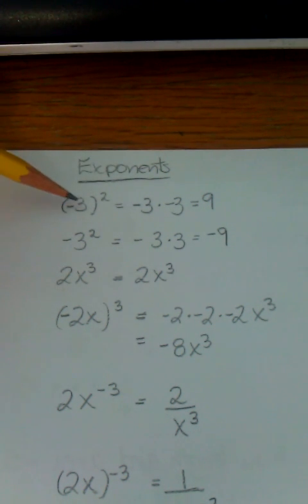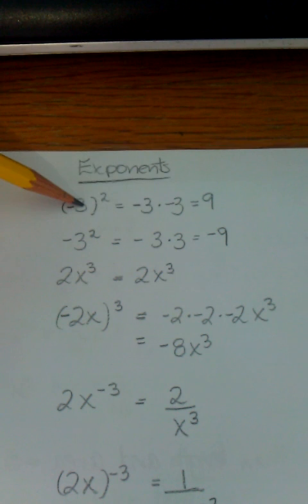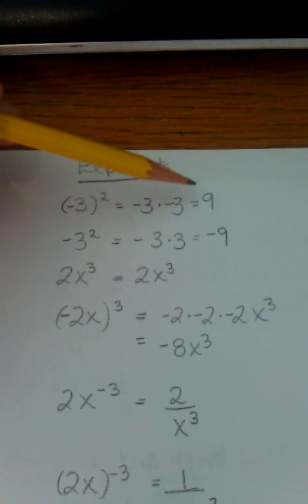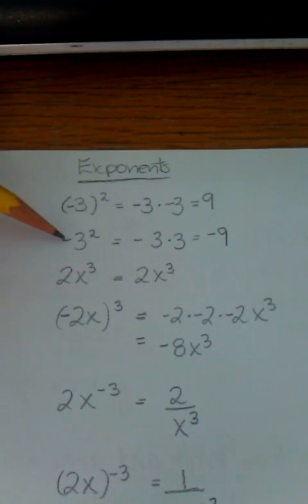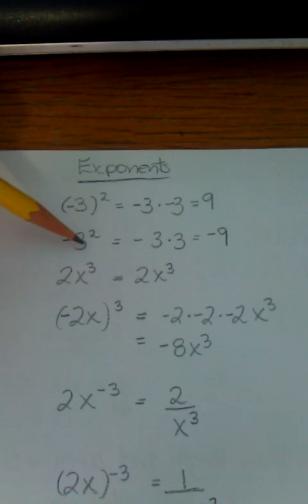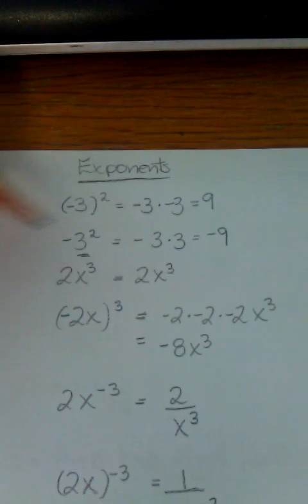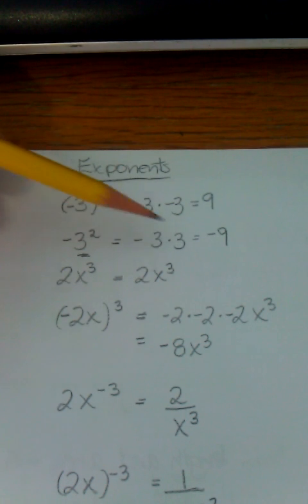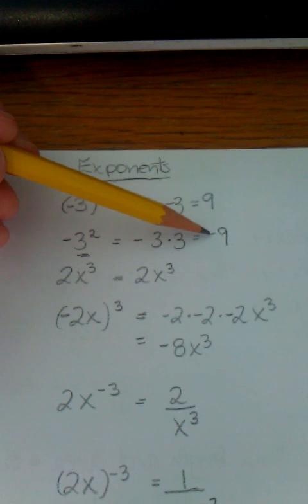So if I have (negative 3) squared, this is saying all of negative 3 gets squared. So remember, that means I'm going to take this base, which is negative 3, and go negative 3 times negative 3, and a negative times a negative is a positive, so that gives me a positive 9. If I have negative 3 squared, only the 3 is getting squared. The negative here is not getting squared. So this can be rewritten as negative and then 3 times 3, because it's the 3 that's getting squared but not the negative. And that gives me a negative 9.